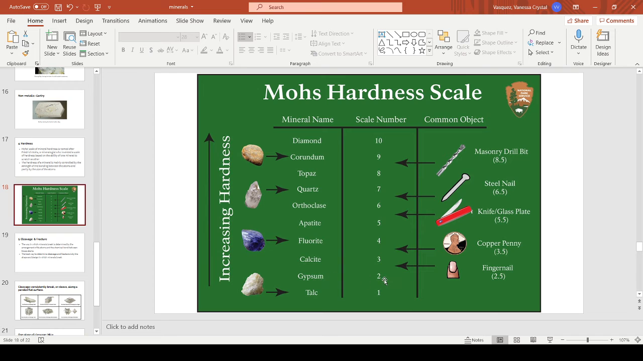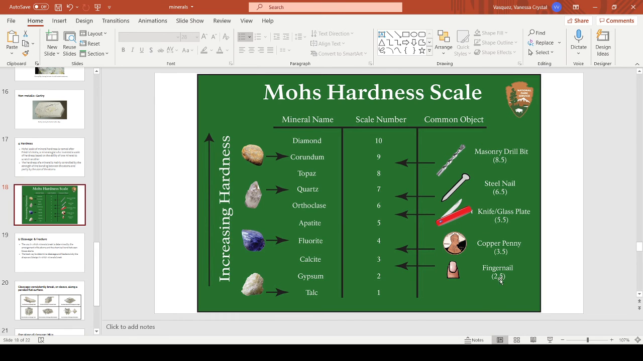Gypsum has a hardness level of 2. So gypsum can scratch talc, but it cannot scratch calcite because calcite has a higher hardness level of 3. From what we can see, diamond is the hardest.